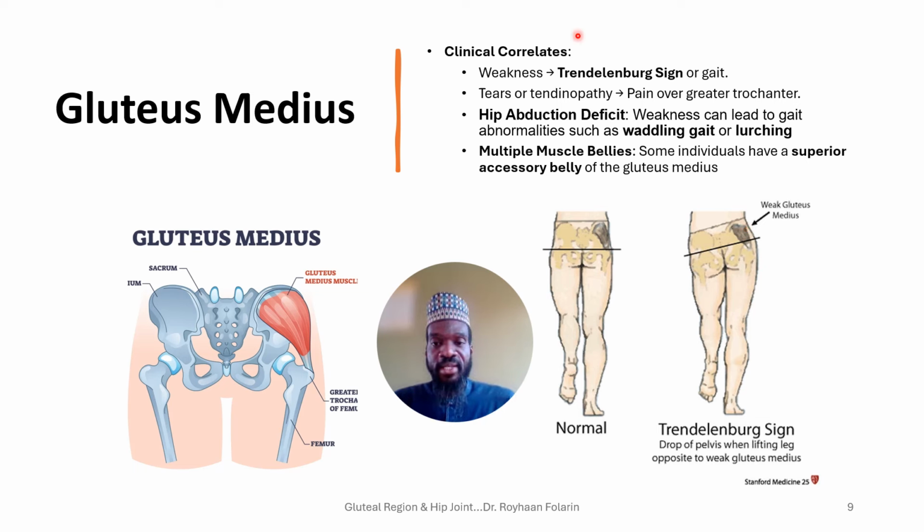Also, multiple bellies could exist in the gluteus medius muscle in some individuals. So they may have a superior accessory belly of the gluteus medius muscle. Lurching can actually be considered as a synonym or a description of the Trendelenburg gait. In fact, the lurching gait is often used to describe the abnormal swaying motion that is characteristic of the Trendelenburg gait, which occurs due to weakness or instability in the hip abductors, particularly the gluteus medius and gluteus minimus muscles.